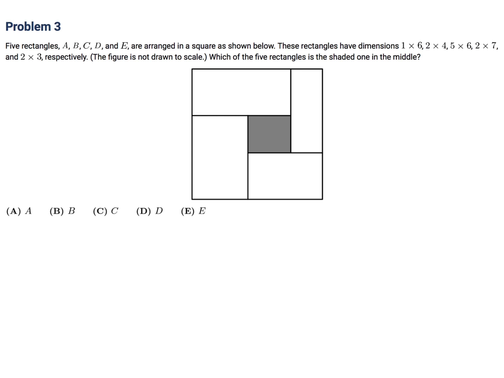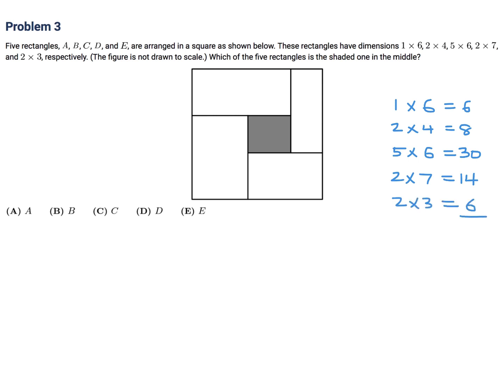All right. So first let's list them. We have 1 by 6, so that would be 6 as the area. We have 2 by 4, which would be an 8 as the area. A 5 by 6, which is 30. A 2 by 7, which is 14. And finally a 2 by 3, which is a 6. So when you add up these areas, they give you 64.